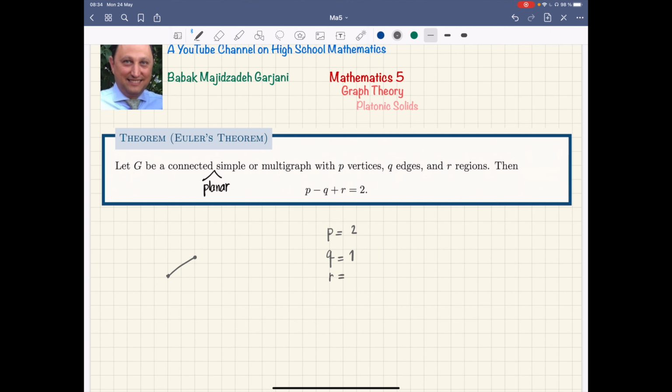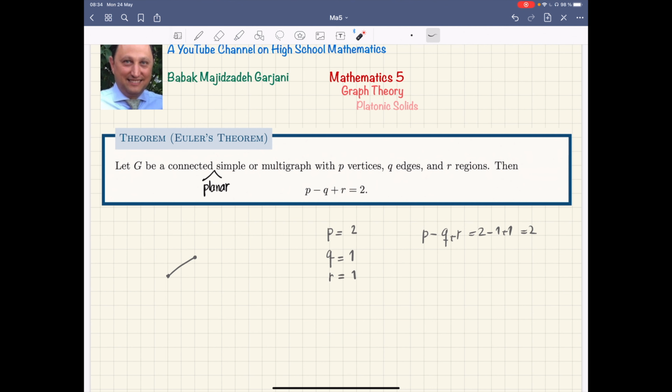And what is R in this case? The number of regions? It's 1 again. And then you calculate P minus Q plus R. So what would be the answer? The answer would be 2 minus 1 plus 1, which is exactly 2. So for this one, it's completely correct. The real proof of that is mathematical induction on the number of edges, but because you also want to prove it for multigraphs, you need to be a little bit more careful. But the idea is very similar to what I'm trying to say.